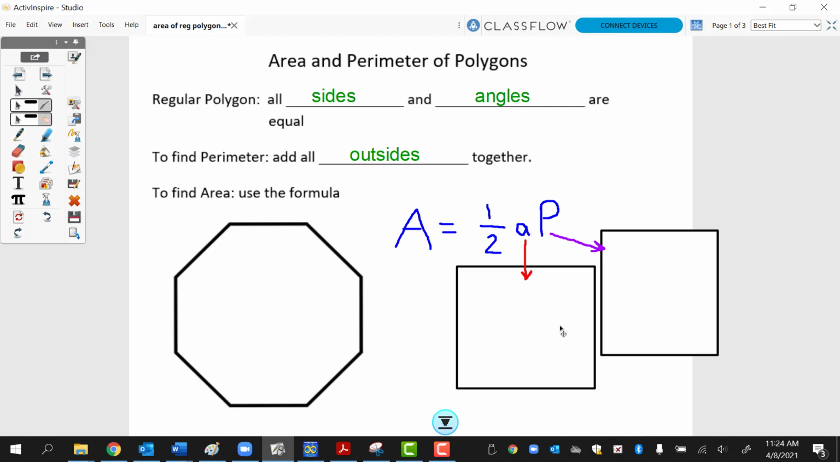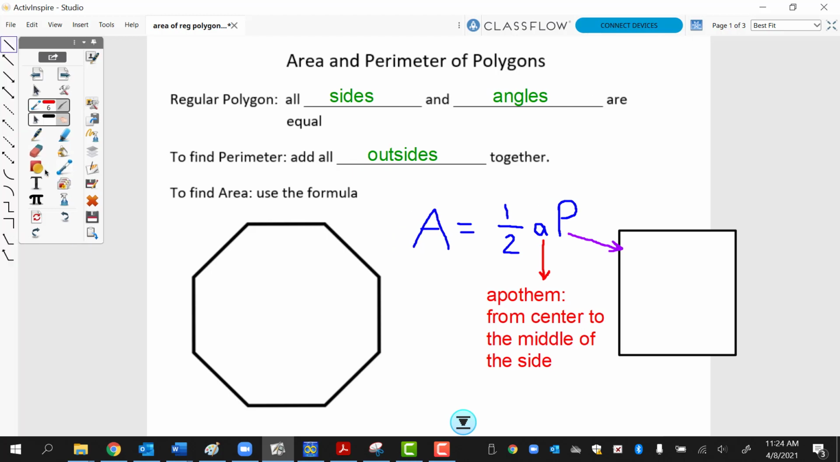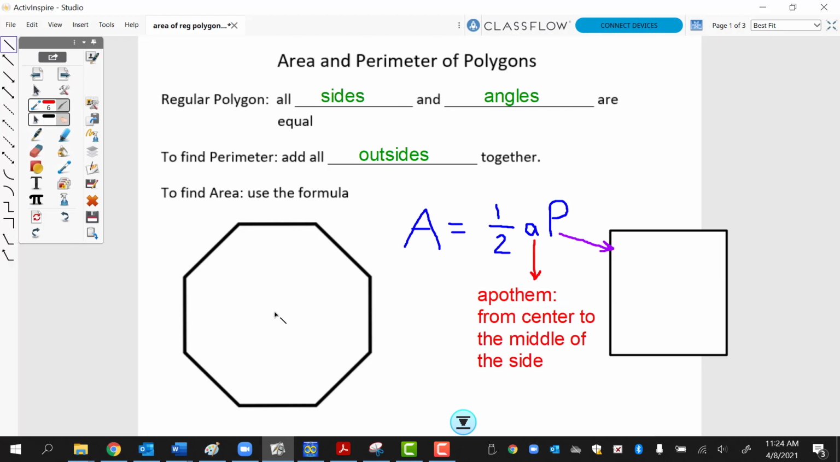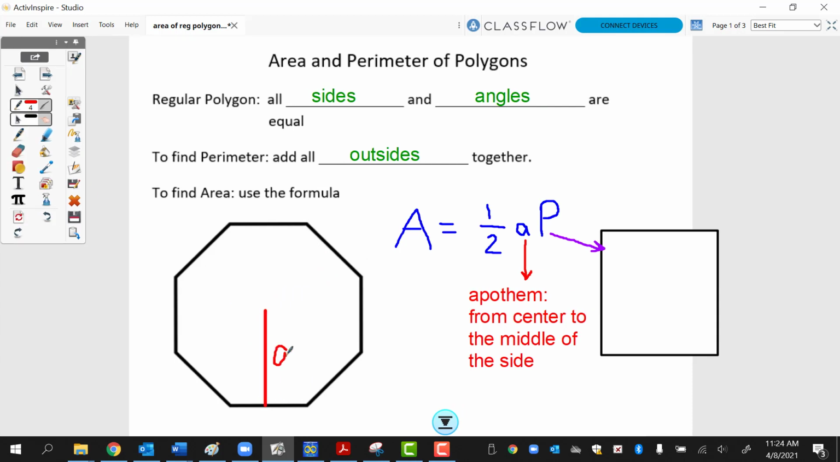So the little a stands for the apothem. And the apothem is a line from the center of our shape to the middle of one of the sides. So I'm going to draw an apothem in. You start at the middle and it goes down to one of the sides. It could go like this, or it could be over here, just as long as it goes to the middle of one of the sides, then you're good. So I'm just going to draw it down here. We're going to label that with an A.